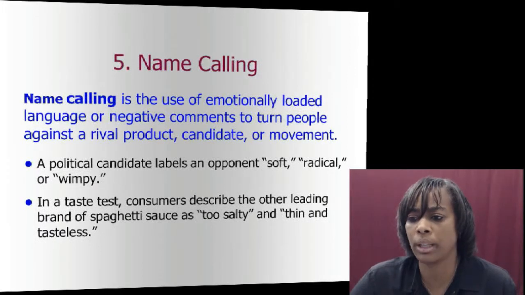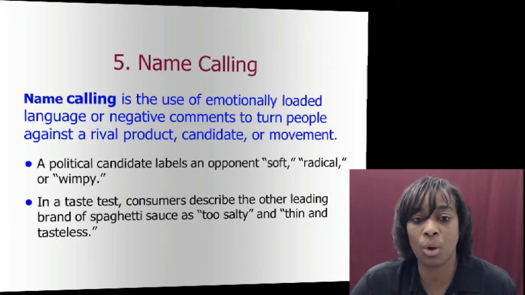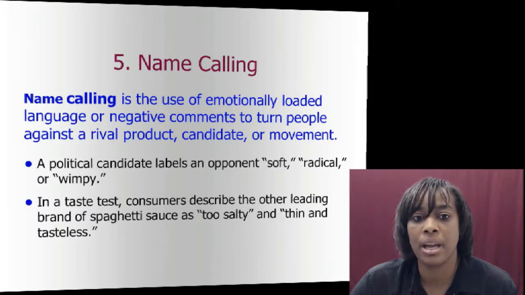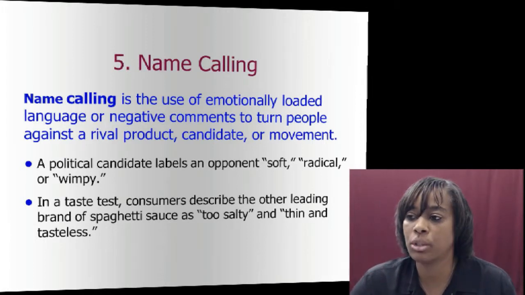Then you have name calling. This is when politics goes really bad, and this is the part of politics that I don't like, but sometimes it gets really bad. And this is not only on the national level, this is on the local level. I've seen a lot of it, and the sad thing is that people don't research for themselves, and they watch what they see on television or what they read, and they assume that all of this information is correct. So name calling is just what it sounds like.